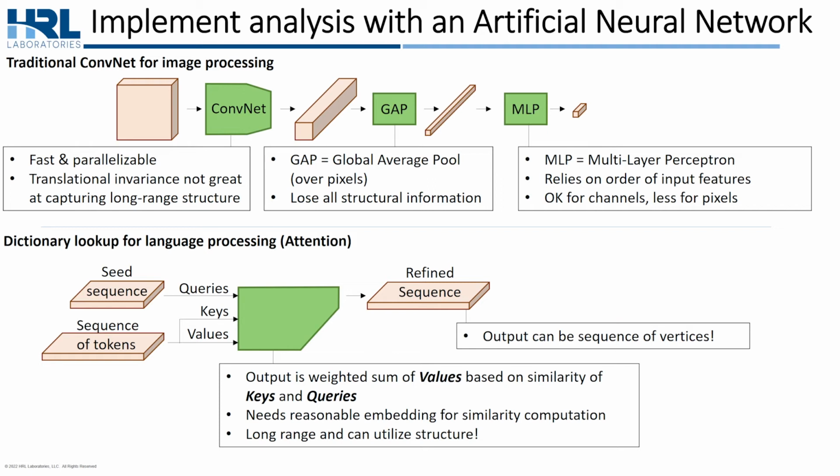This dictionary lookup process is long range in the sense that a query is compared to every other key. And it can also really recognize structure, particularly if that is encoded in the keys or the values themselves. However, we do need to be careful because that similarity measure really relies on the information in the queries and keys being in some sort of meaningful space. So when you compute a similarity measure, you get a meaningful output. And additionally, with this type of operation, the output is a sequence, and this starts to look a lot like the sequence of vertices that we'd like.